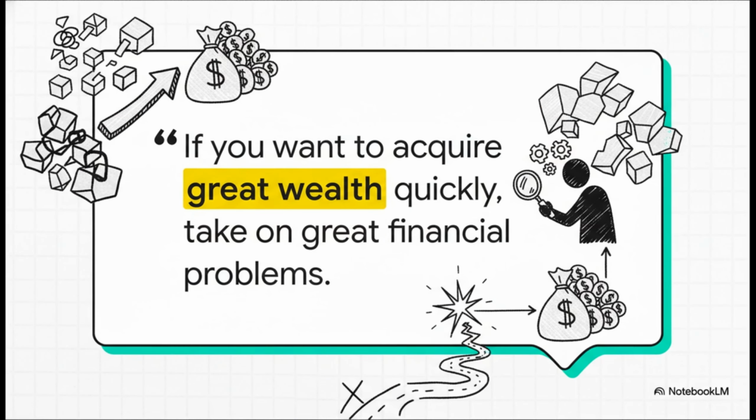And there it is. That's the big secret. And it goes against everything we're normally taught. Most of us spend our lives trying to avoid problems, especially financial ones. But this whole philosophy says that the wealthiest people out there, they actively hunt for them.